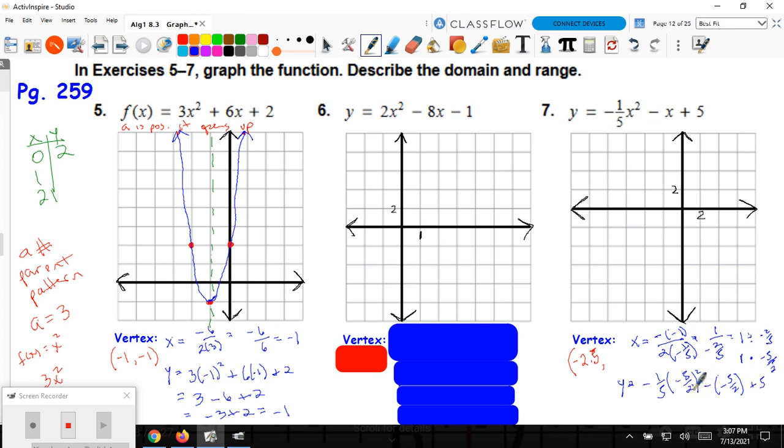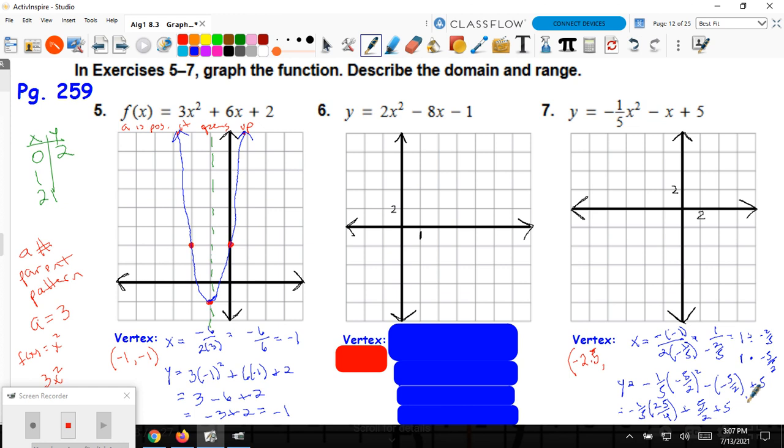So when you square a fraction, you're going to square the numerator and the denominator. It's going to be a positive 25/4. So you're going to end up with -1/5 times 25/4. Over here it says negative times negative, so it will be a plus 5/2 and then plus 5.